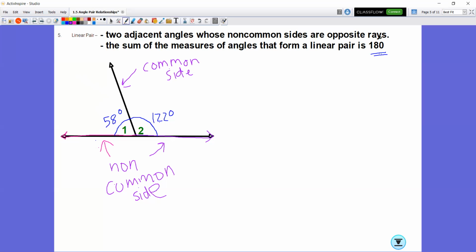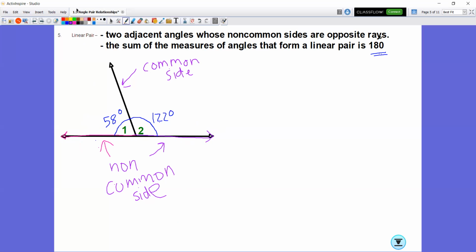Now, not all adjacent angles are going to be supplementary, so just make sure you're aware of that. It's just because this down here has to have those opposite rays in order to be a linear pair.